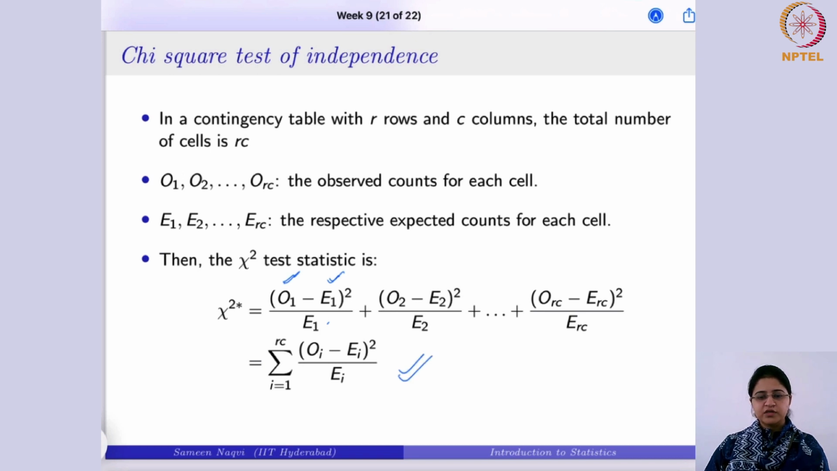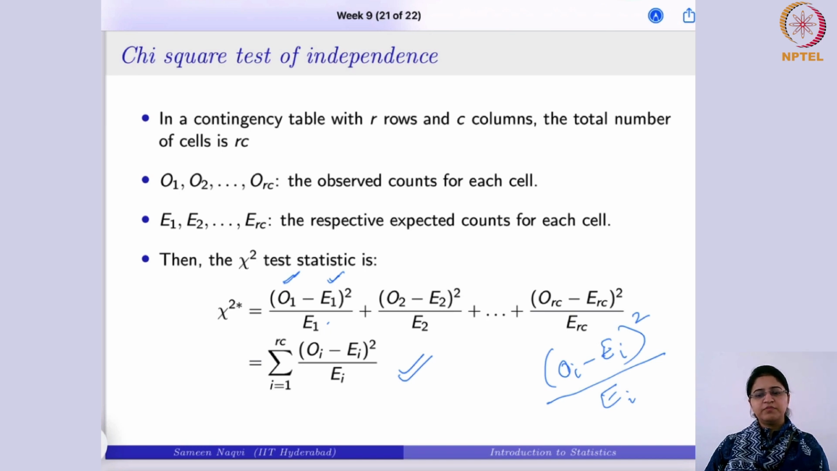What are we doing here? First of all, we are considering the squared deviation of the observed and the expected, right? Oi minus Ei, we are considering these differences and we are squaring them because there will be some positive terms and negative terms. So in order that they do not get cancelled, we are taking the square, and then we are standardizing it by dividing by the corresponding Eis, right? Like the way we do for the sample variance or the population variance.